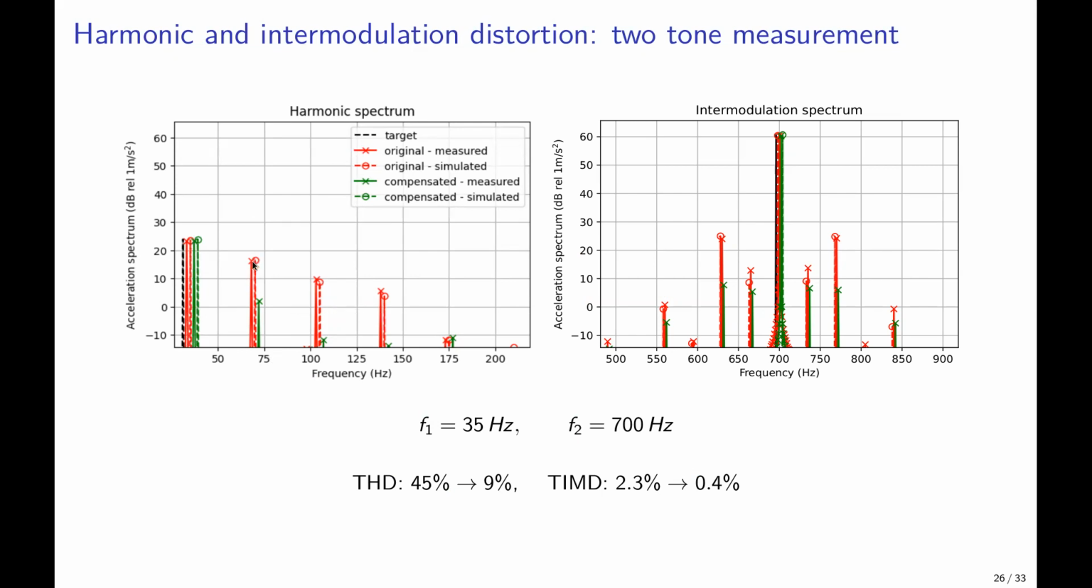And in red, you see the uncompensated loudspeaker, and in green is the compensated one. And you can see that we reduce the harmonics here considerably. So this is a favorable case. I showcase it here because the results were really nice. This is going from 45% distortion to 9%. And in the intermodulation spectrum, we can also see that the intermodulation distortion components are reduced quite a lot. And here the TIMD, the total intermodulation distortion, goes down from 2.3 to 0.4%.